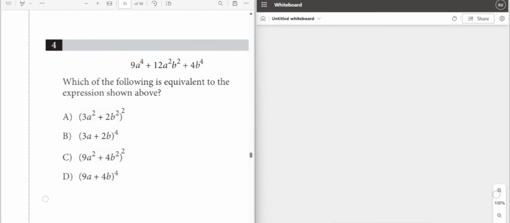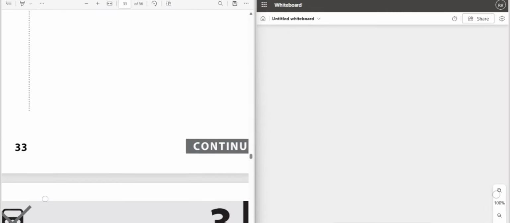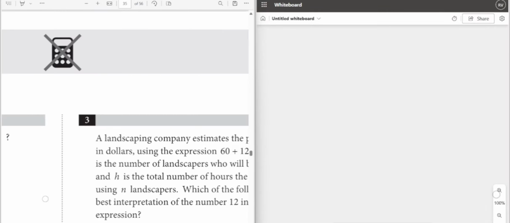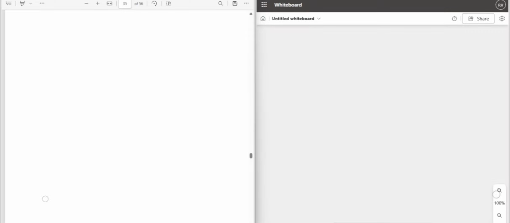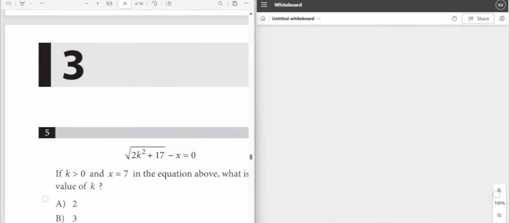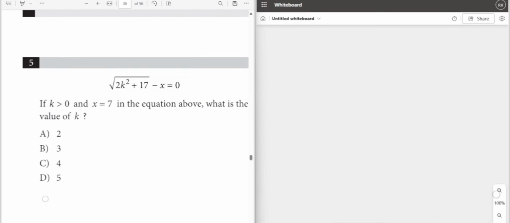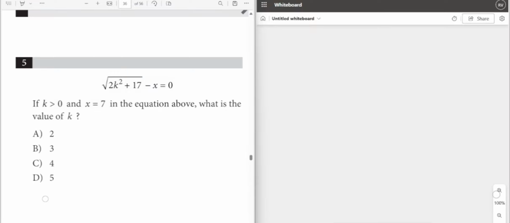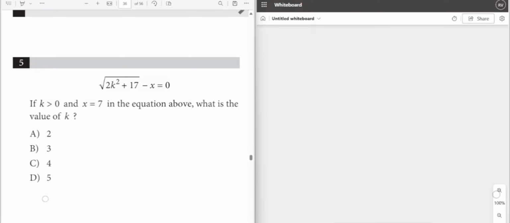Four is the right answer. If you look at number 5, where's number 5? Okay, oh yeah, here it is, 5. So for this one, I'm looking at it, right? It says x equals 7. I would definitely plug it in right there. And then I'm kind of like, okay, you know what? I'm trying to find the value of k. So let's try to put 7 to the other side. This is a negative x right here, so I'm just gonna put it to the other side.